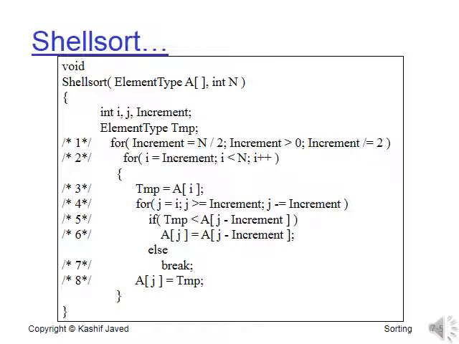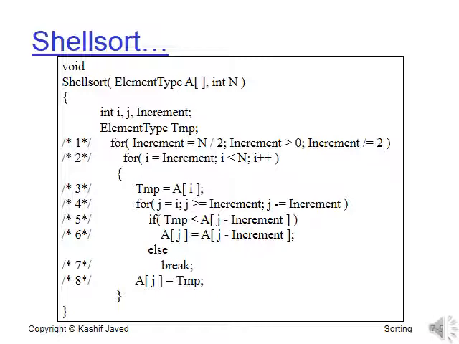Next, you have a for loop where the variable increment is initialized equal to n by 2, then reduced up till the floor value of increment divided by 2. This for loop will be taking care of Shell sequences. Next, you have a nested for loop under the sequence for loop, whose variable i is initialized equal to increment; i is less than number of elements n; i plus plus.